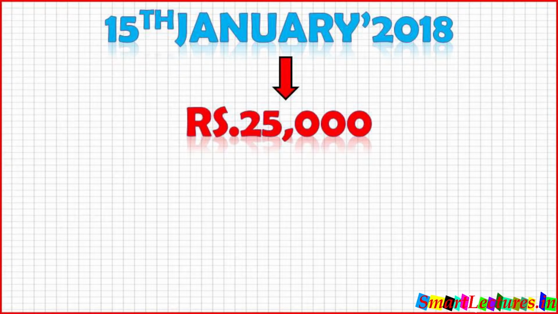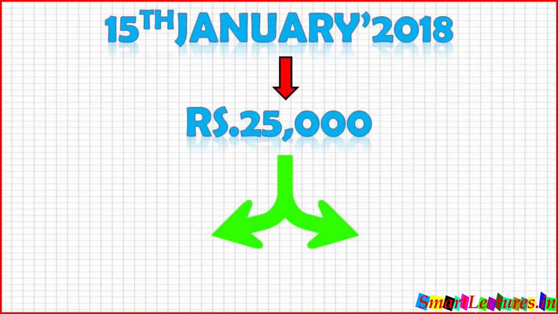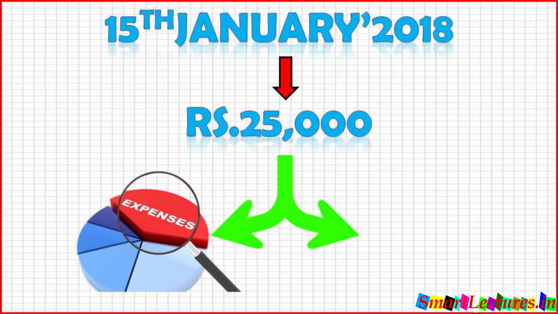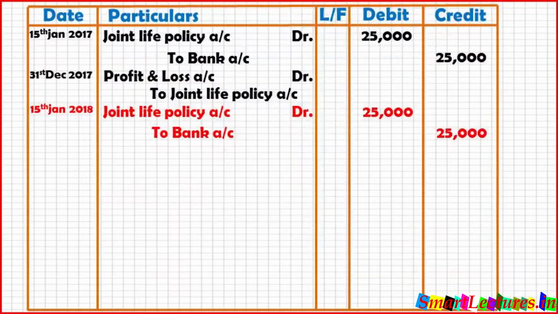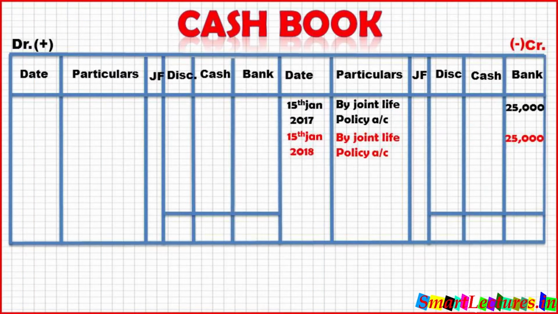Now let's move to 15th January 2018. How much did we pay today? That was 25,000 rupees. So again this 25,000 rupees will be split into two parts. Some part will become an expense for the firm and another part will become the asset of the firm. So what will be the journal entry? Joint life policy account debit to bank 25,000 rupees. It means in the cash book, 25,000 rupees will be shown as a payment on the credit side.